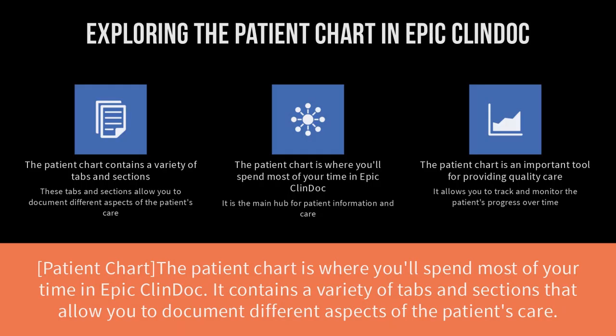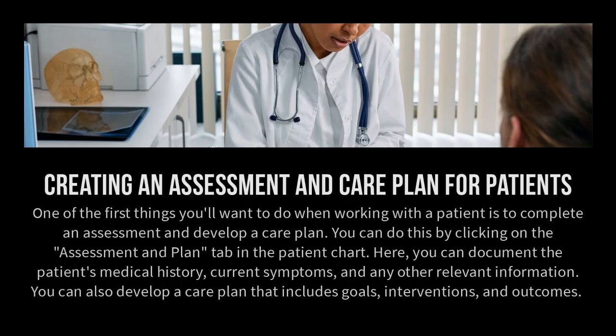The patient chart is where you'll spend most of your time in Epic ClinDoc. It contains a variety of tabs and sections that allow you to document different aspects of the patient's care. One of the first things you'll want to do when working with a patient is to complete an assessment and develop a care plan. You can do this by clicking on the Assessment and Planned tab in the patient chart. Here, you can document the patient's medical history, current symptoms, and any other relevant information. You can also develop a care plan that includes goals, interventions, and outcomes.